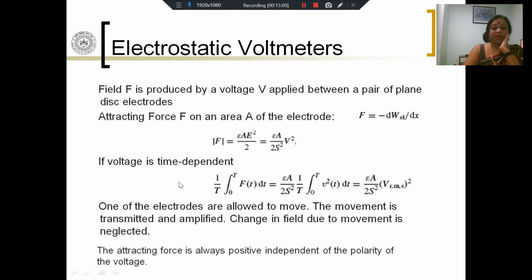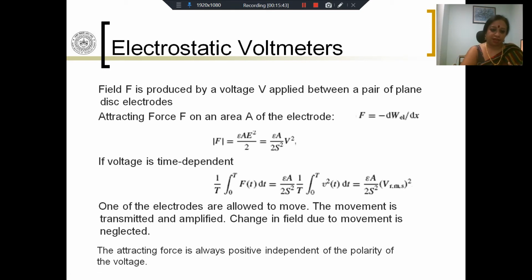Now, if the voltage is time dependent, then if we integrate this force over the entire time period, what do we get? So let's take this force and integrate it over the entire time period T, 1 by T integration 0 to T of f(t) dt. So the mean value is equal to epsilon A by 2s square into 1 by T integration 0 to T of v square(t) dt. And what is this? This is nothing but the RMS value. So therefore, the mean value of the force for a time varying voltage works out to be proportional to the root mean square of the voltage.